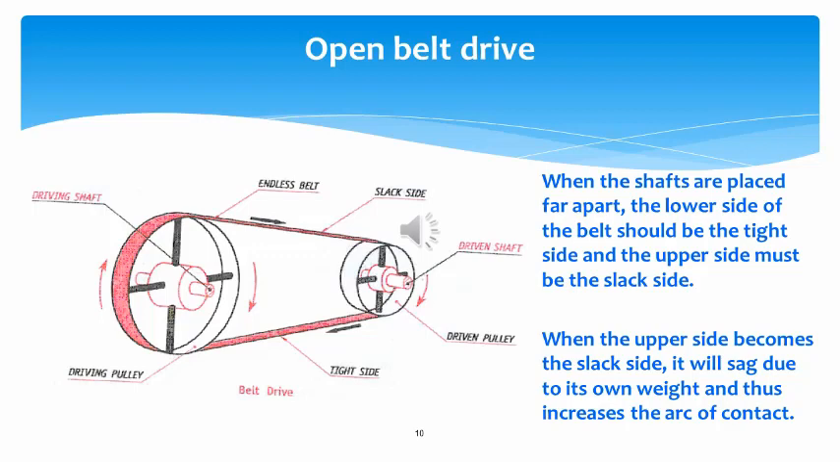In the open belt drive, when shafts are placed far apart, the lower side of the belt should be the tight side and the upper side should be the slack side. When the upper side is the slack side, it will sag due to its own weight and thus increase the arc of contact. It is always preferred that the lower side is the tight side and the upper side is the slack side. If the upper side is the slack side, the arc of contact will be more and hence the efficiency of the drive will be better.